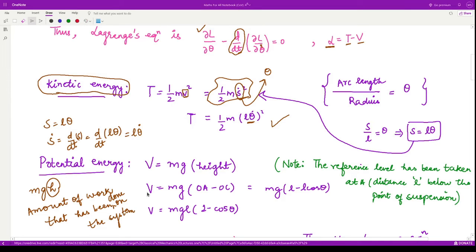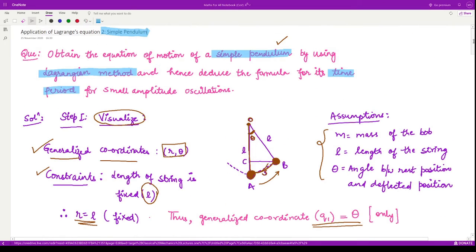So here we can take a reference point as this point A, that means at length L below the point of suspension. Now from this reference point, our bob is at the position B. Therefore, what length has been covered from the reference point? This much length has been covered from the reference point. So H here is this one. And how to calculate this CA?